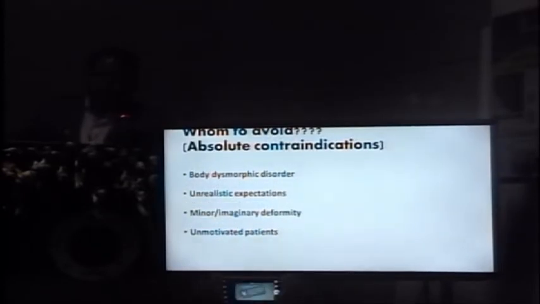You must know whom to avoid for rhinoplasty. Body dysmorphic disorder patients will not have any deformity, but they will have imaginations. Such imaginary deformities you cannot identify, and you cannot satisfy them. Such patients you must avoid. Then unrealistic expectations: if the patient has dark, thick skin and wants a sharp nose, which is not possible, it is better to avoid. Also minor and imaginary deformities, like a minor hump or minor depression, where you may not give the result. And unmotivated patients: if the patient is not willing for surgery, and the husband has brought the wife or the boyfriend has brought the girlfriend, it is better to avoid.